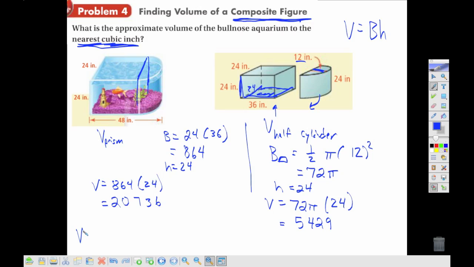I'm going to round it because they ask us to round to the nearest cubic inch, so I won't leave a decimal there. Our final part then, the volume of the whole thing, will be to add those parts, giving us a total volume of 26,165 cubic inches.